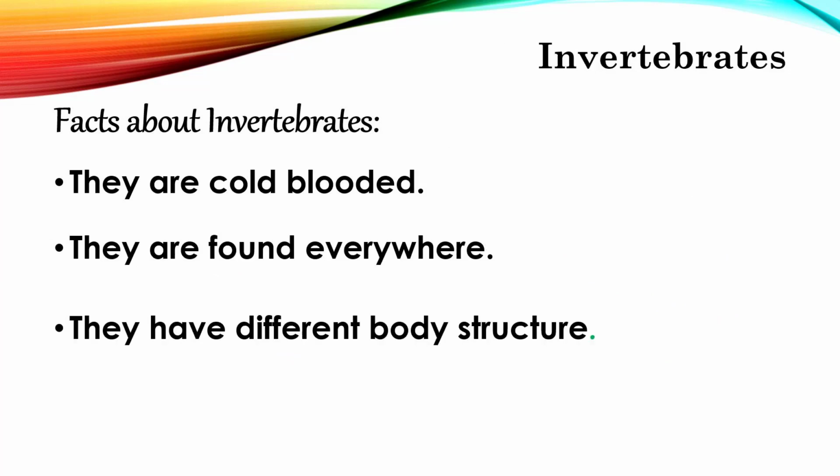So some facts about invertebrates are they are cold-blooded, meaning that the animal's body temperature is basically the same as its surroundings. Invertebrates are found everywhere and they have different body structure.